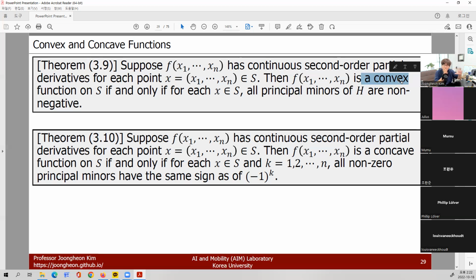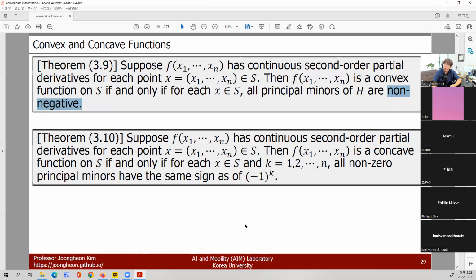You have to calculate the Hessian at first. Based on the Hessian, you have to find all the principal minors. And then based on that, you have to check whether all the principal minors are non-negative or not. If all principal minors are non-negative, that's good. You don't need to worry about it. The function is convex. You guarantee the optimal.